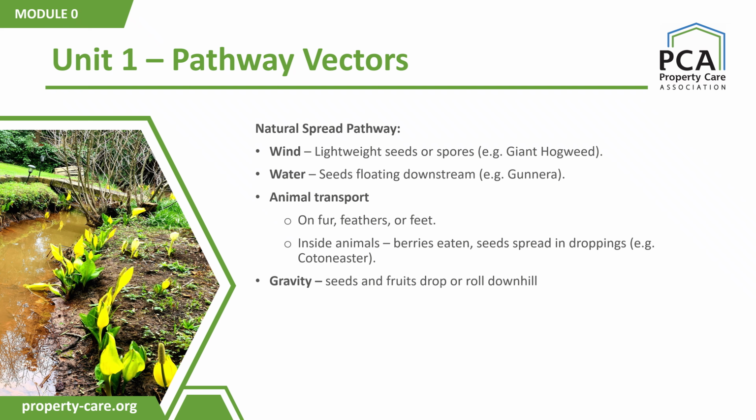Watercourses are one of the most important vectors. Rivers and streams can carry seeds or plant fragments downstream, quickly spreading infestations along riverbanks. This is often seen with plants like gunnera. Animals also play a role. Birds eat berries from cotoneaster and spread seeds in their droppings, while mammals can carry propagules in their fur.